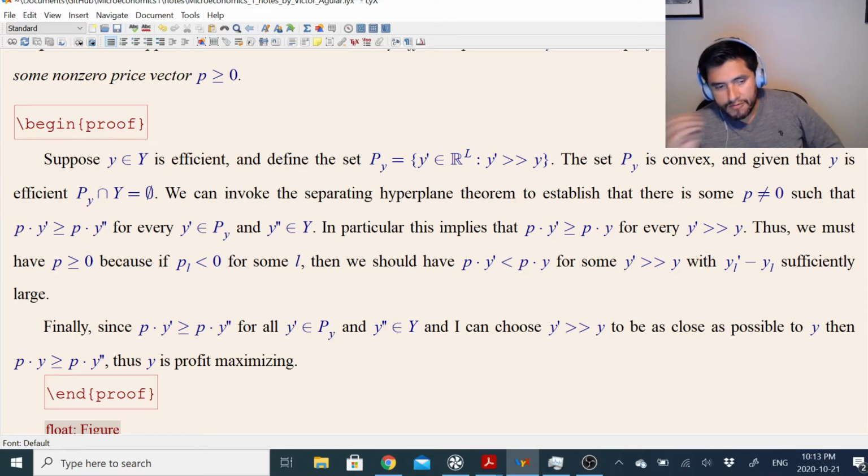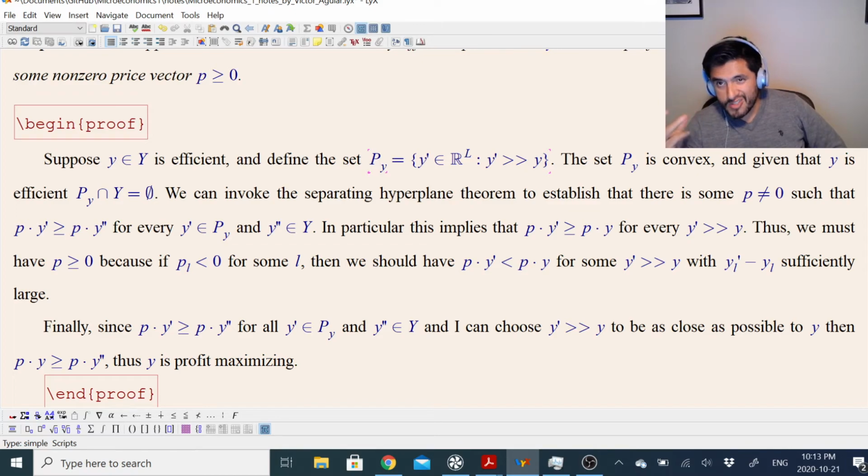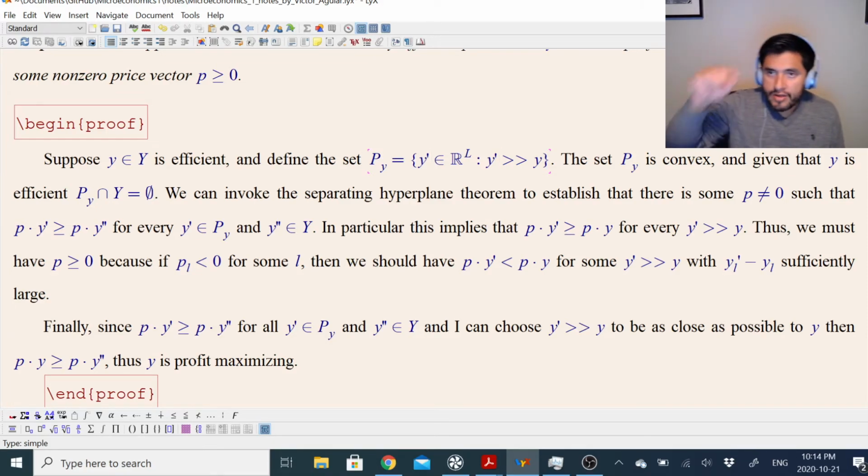So I already defined efficiency. And now I'm going to define the following set, which is the first convex set I need. This set is indexed by this production plan and is called capital P(y). And this is kind of an upper contour set according to the order of vectors. So these are all the y primes, production plans, such that entry by entry are strictly greater than y, okay?